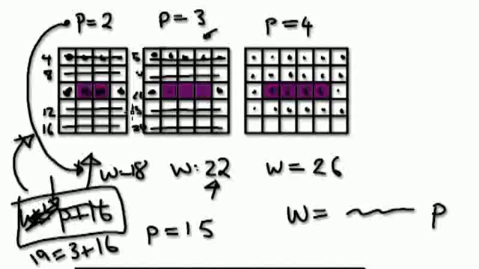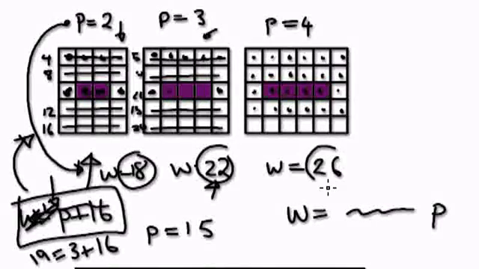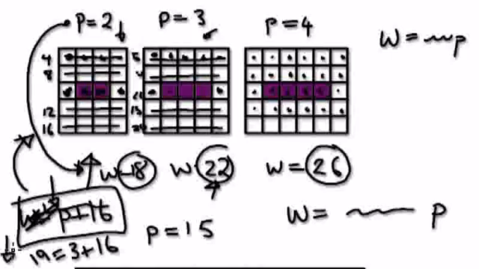So press pause and think about this. If P equals 2, you should get to 18. If P equals 3, you should get to 22. If P equals 4, you should get to 26. So think of a way of jumping from P to W. We want a formula where W equals something involving P somehow. So press pause and think about this.